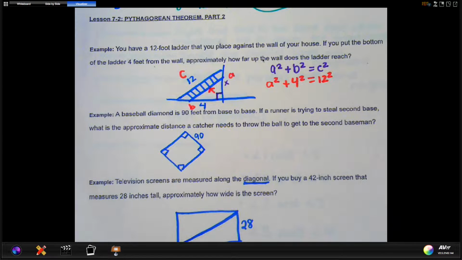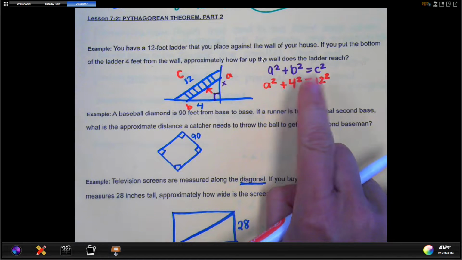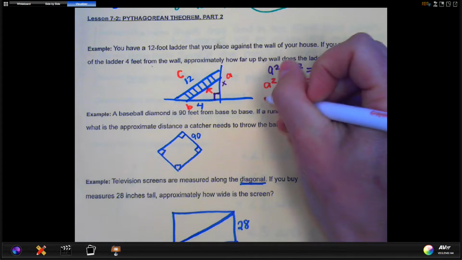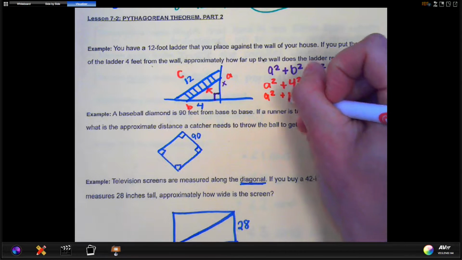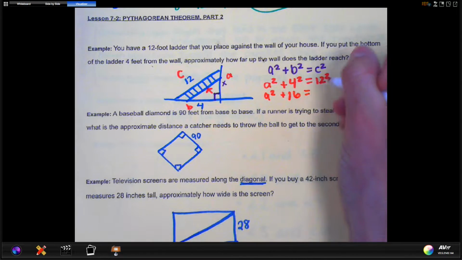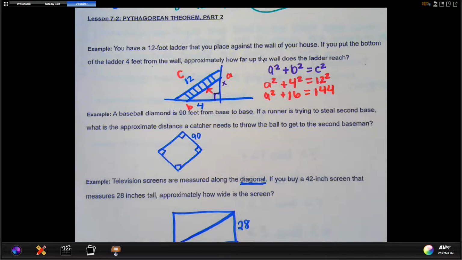Now we're going to use our brain or use our calculator. Don't forget that 4 squared is really 4 times 4, or 4 caret 2. So A squared we're going to leave. 4 times 4 is 16, and 12 times 12 is 144. Then we have to make a decision. What are we going to do to solve for this? Are we going to add these 2 numbers together, or do we have to cancel and subtract?